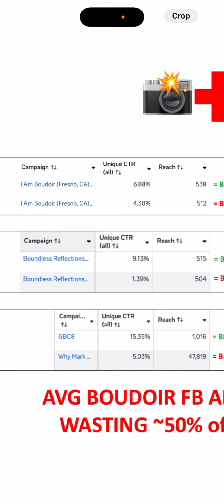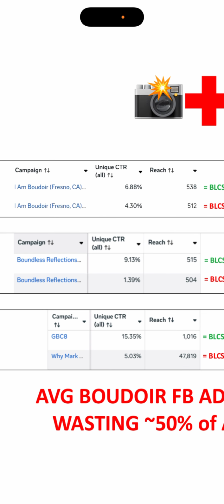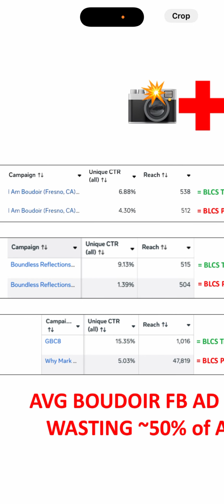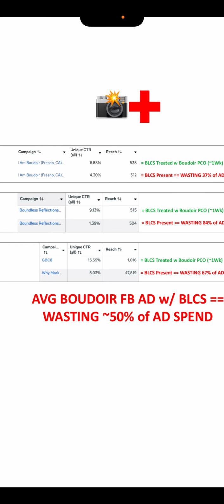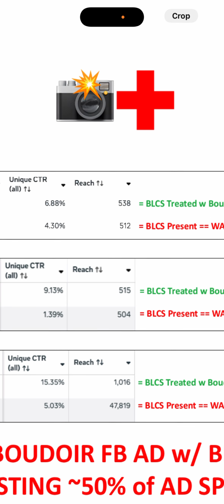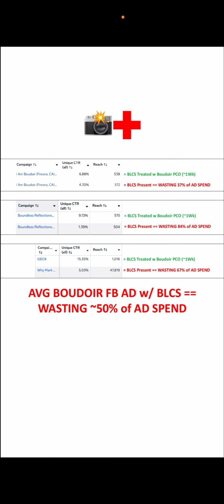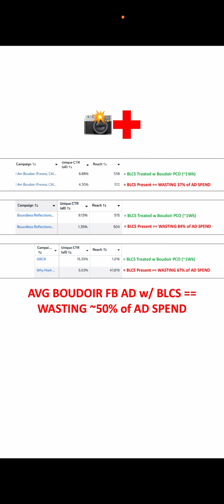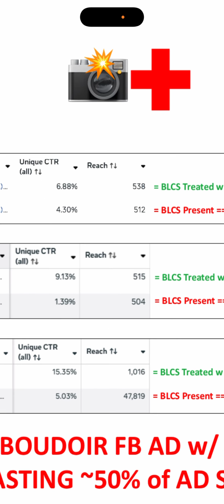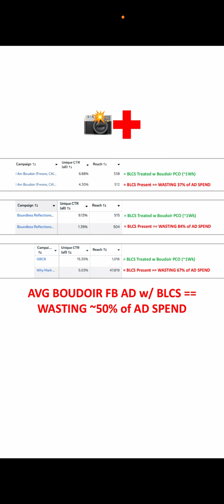So first part of my residency, went out, found a Boudoir Facebook ad, unique CTR of 4.3%. Basically, I took it, tested it on my own. So, okay, unique CTR is under 6%. We know that BLCS is present, Boudoir Low-Click Syndrome. So I duplicated it, treated that duplicated ad with Boudoir Pico, took about a week, and got the unique CTR up to 6.88%. So instead of our ad only getting into like 4 out of 100 women's brains, it actually gets into nearly 7 out of 100 women's brains. And it's going to the same audience, same cold audience, people that have never seen us before.